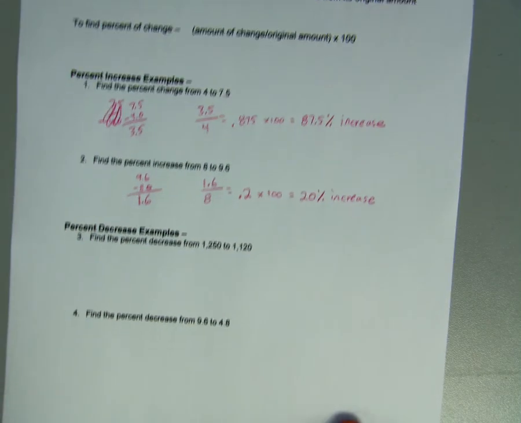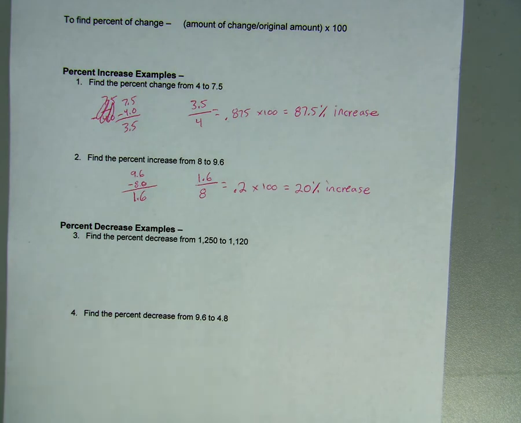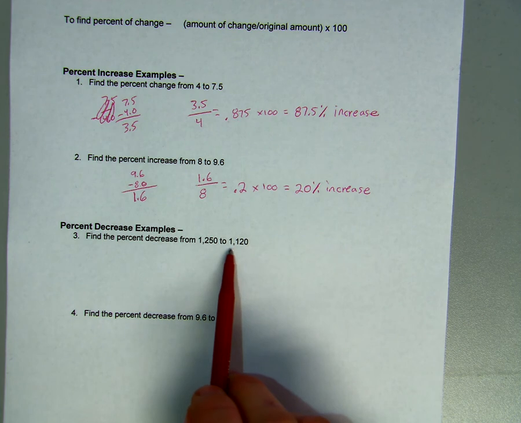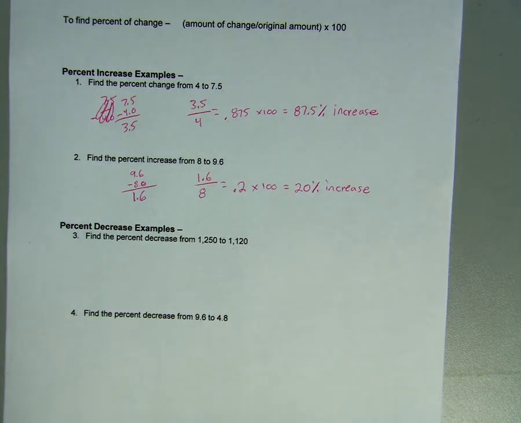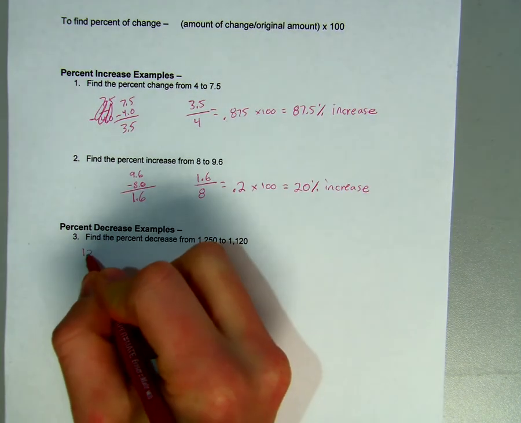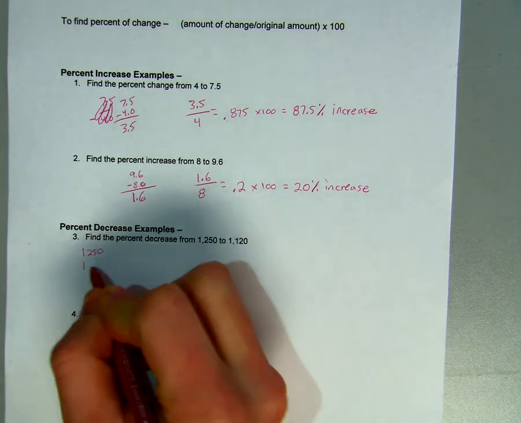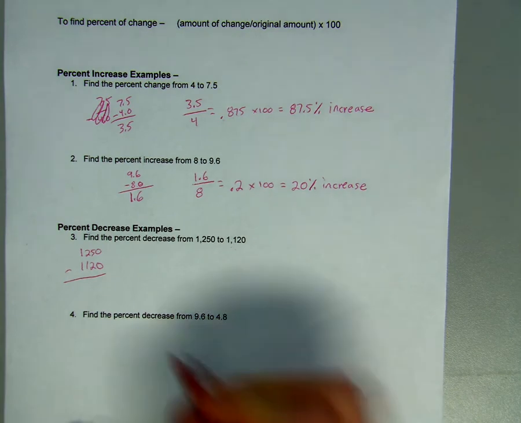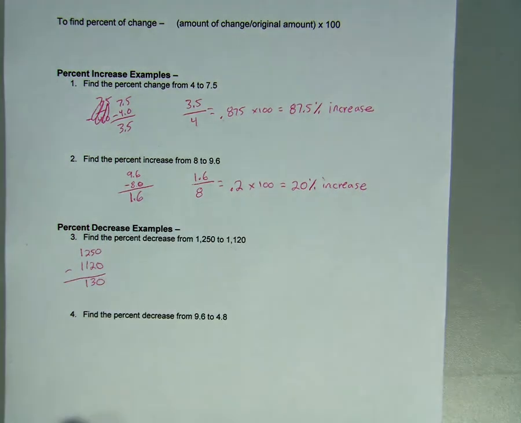Alright, now I'm going to do a couple of decrease problems. Same rules apply for decrease. I just need to make sure I know that it is a negative percentage change. So I'm going from 1,250 to 1,120, so you can see my number is getting smaller. I'm going to find the difference first. When I subtract them, I get 130 as my difference.